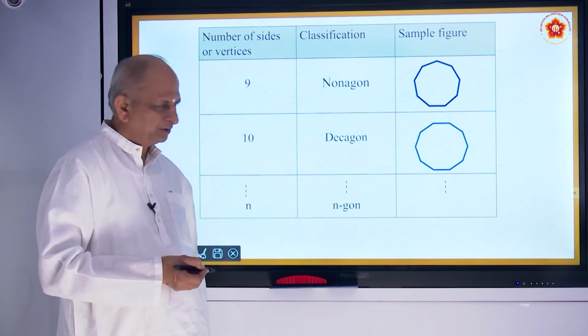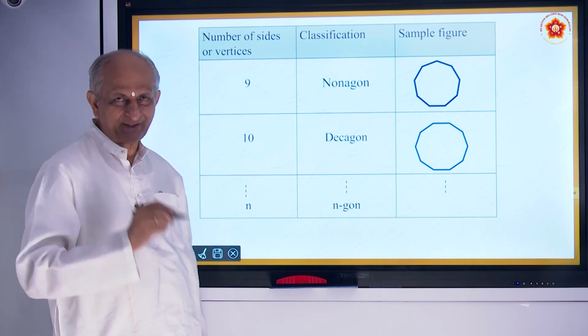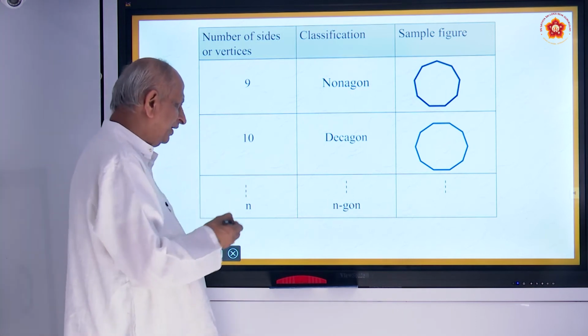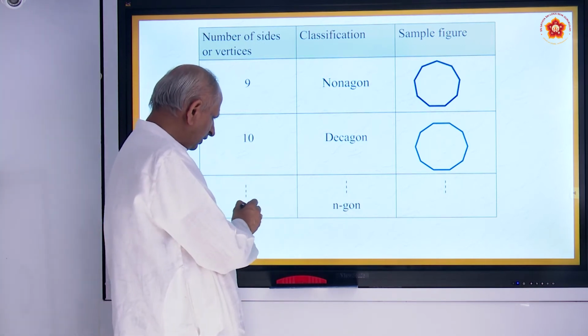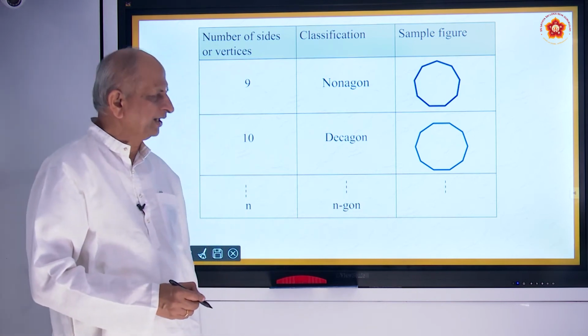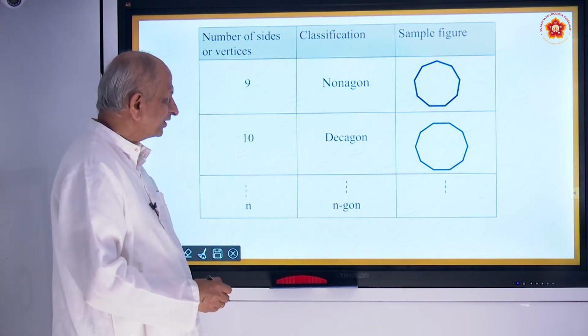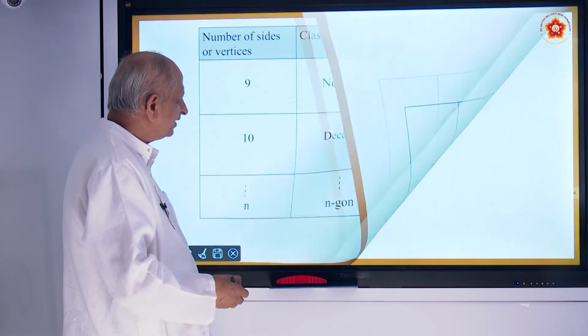Similarly, you have dodecagon, icosagon. Icosa means 20 sides. Dodeca means 12. Like that it continues. If there is a polygon of n sides, we call it an n-gon. Okay, so these are the sample figures of them.